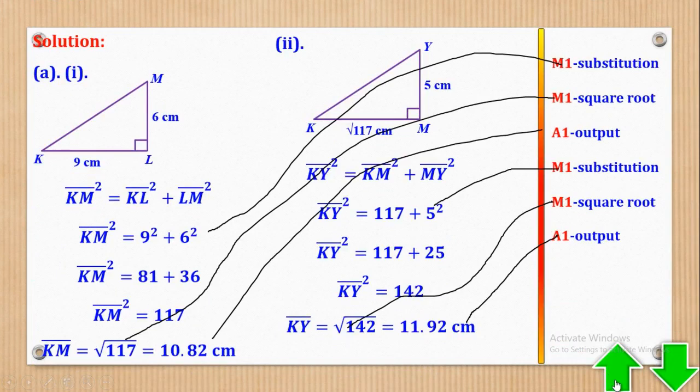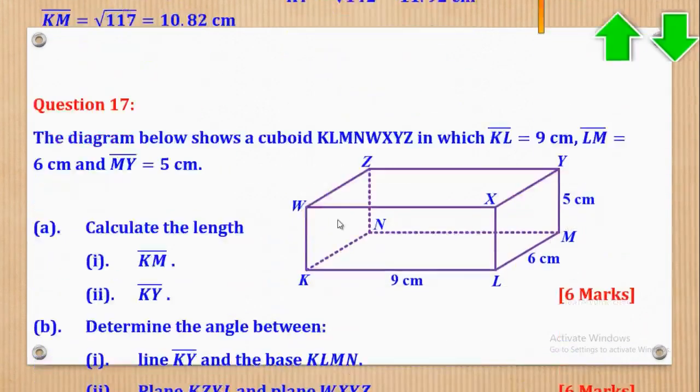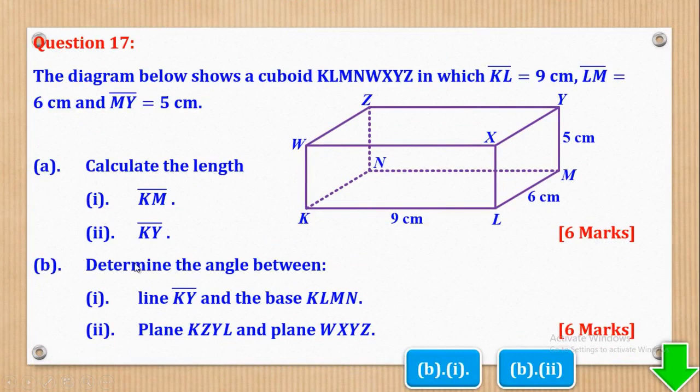So now we shall go to part B, Roman 1. They said determine the angle between line KY and the base KLMN. So base KLMN and line KY. Let's first illustrate that. So that is the base and that is the line. The triangle we are going to extract out is triangle KMY, and this triangle is right angled at M.